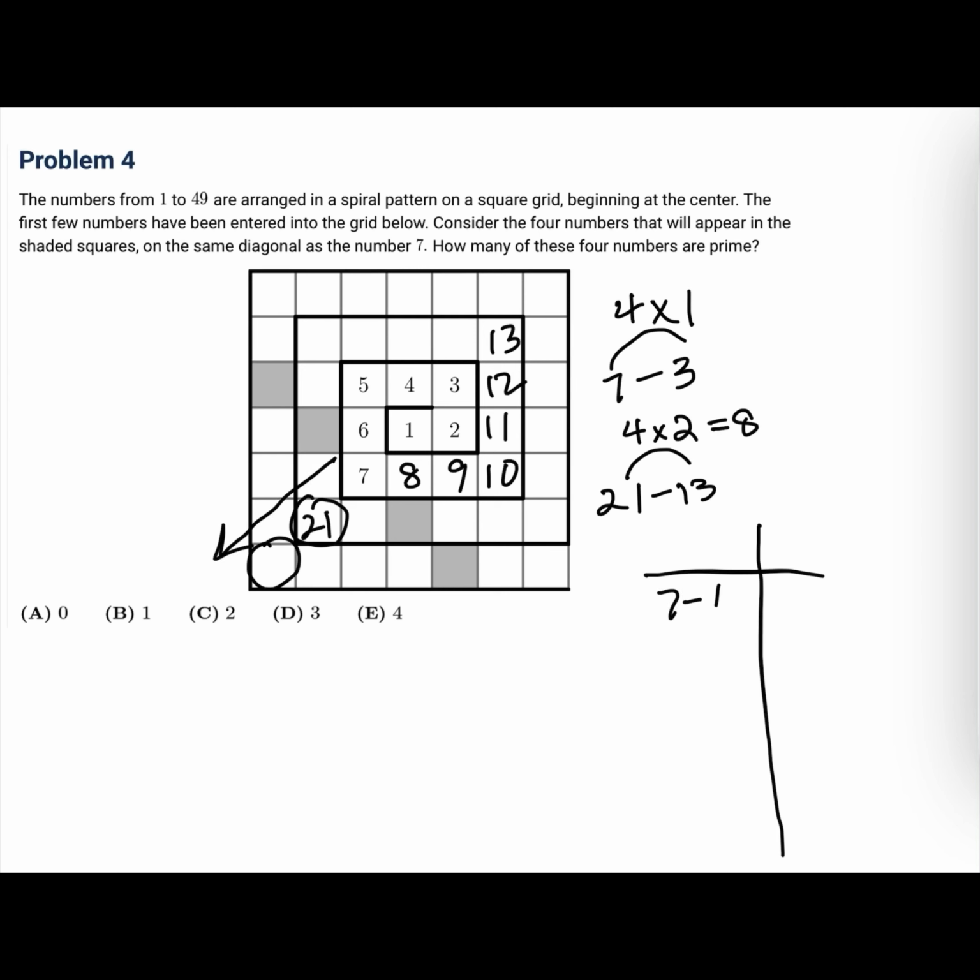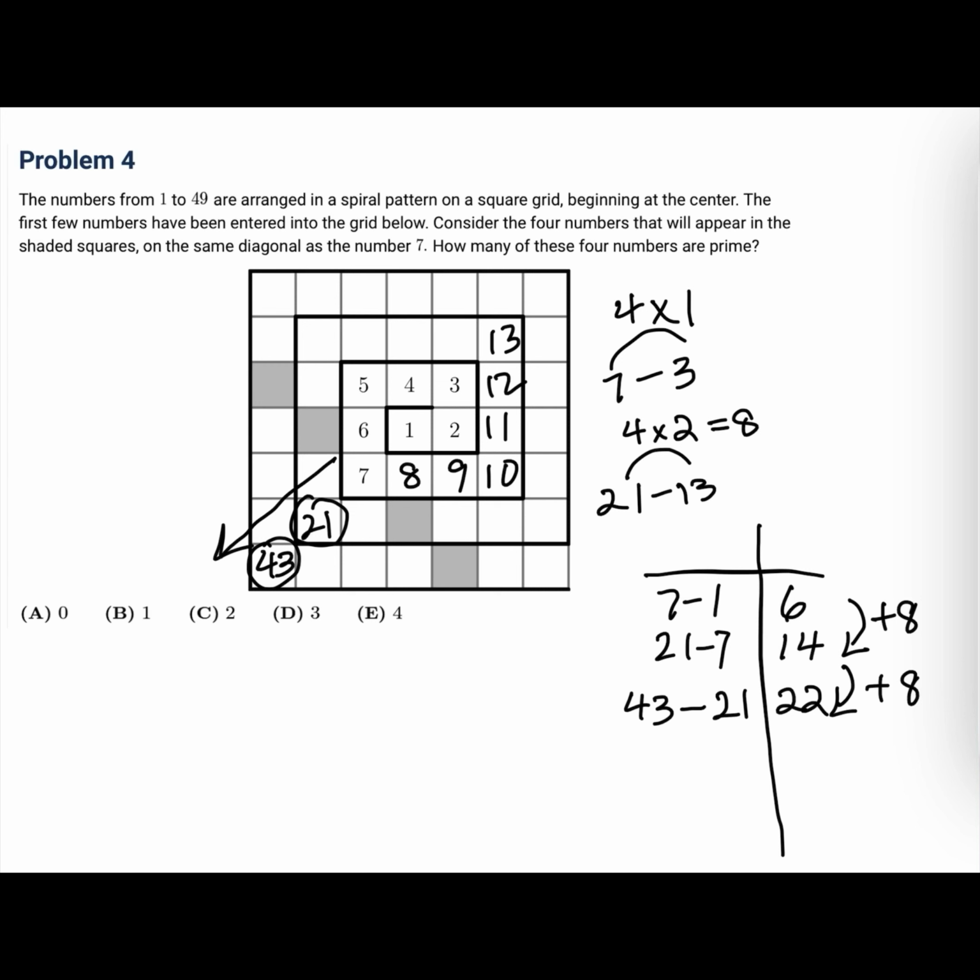7 and 1 have a difference of 6, 21 and 7 have a difference of 14. We notice that the difference increases by 8 every time, and this is true for all differences. So that means the next difference will be 22. This number and 21 will have a difference of 22, meaning the number is 43.